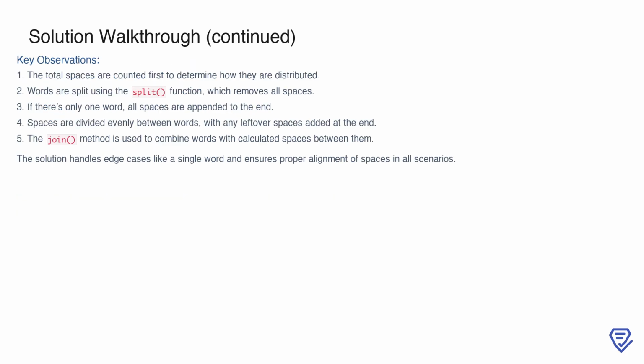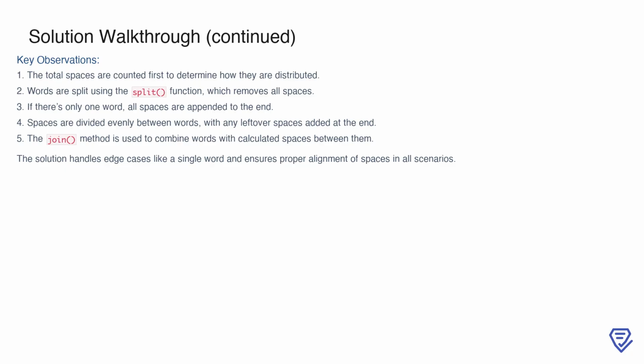From these examples, we can extract some key observations about how the solution works. First, we always start by counting the total number of spaces, as this determines how they are distributed. The words are split using Python's split function, which effectively removes all spaces and provides just the words. If the input contains only one word, all the spaces are appended to the end of that word. Otherwise, the spaces are divided evenly between the words, and any leftover spaces are added at the very end.